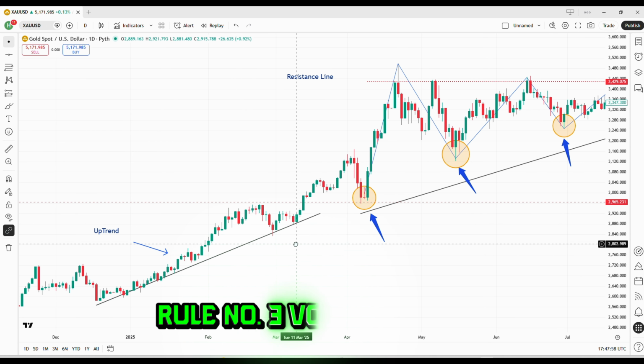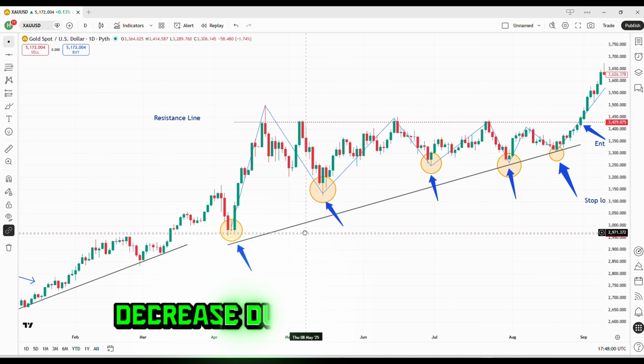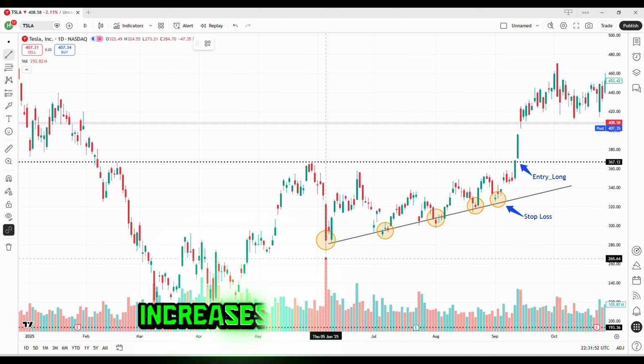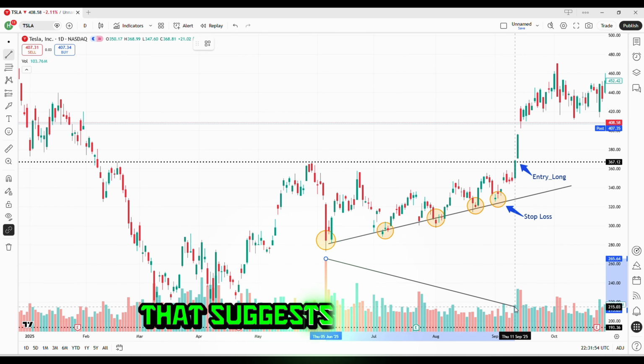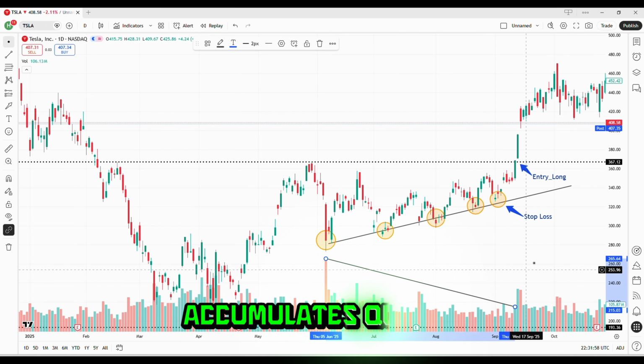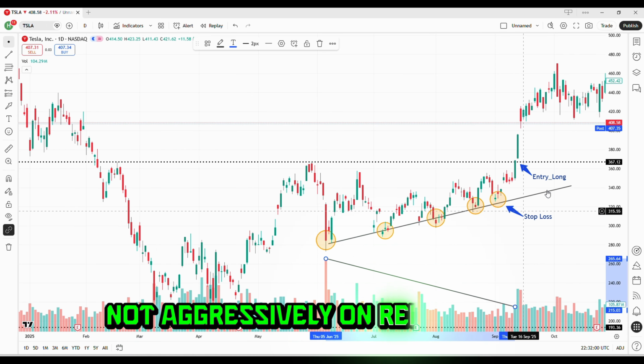Rule number 3. Volume should decrease during each pullback. This is critical. If volume increases during pullbacks, that suggests distribution, not contraction. Smart money accumulates quietly, not aggressively on red candles.